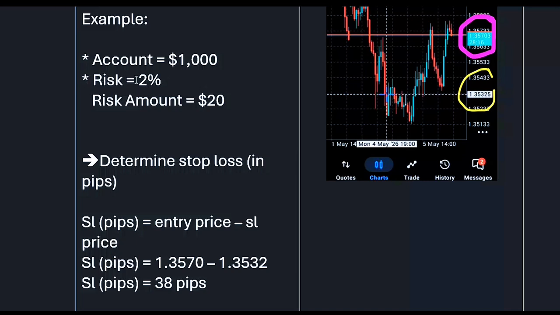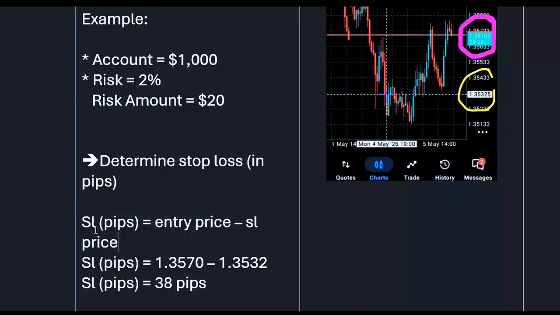The only thing you have to do is to know the risk percentage you want to take. If it's 2%, if it is 3%, if it is 1%. But as I already advised you, you should go with 1% or 2%. Just take the percentage calculation of that amount you have in your account and it will give you your risk amount. Then after that, the next thing is to determine the stop loss in pips.